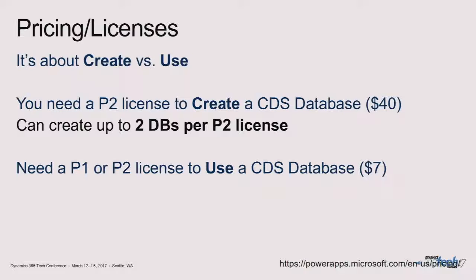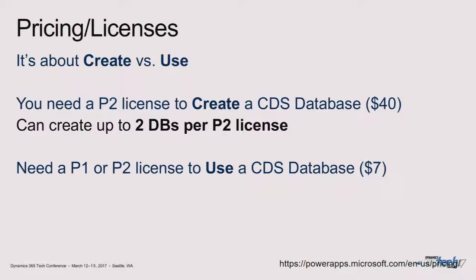We are actively working on the correct plans and licenses for an ISV program, because as an ISV, you're not necessarily interested in per-user licensing and coverage, right? You're thinking more along the lines of resource, capacity, PaaS-type approaches, and so we're working on that. But for right now, P2 is the way to get the ability to create a database. P1 or P2 gets the ability to access a database. And then you get 2 databases per P2 license.